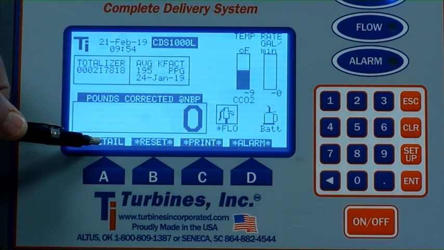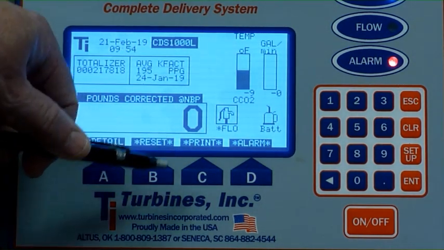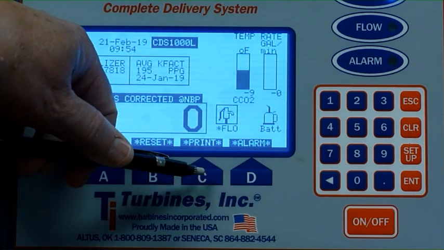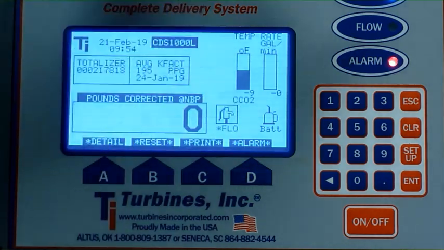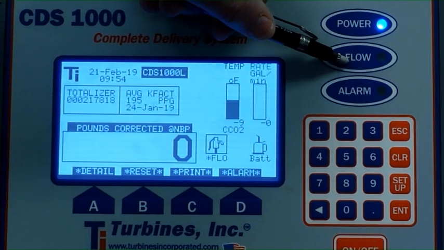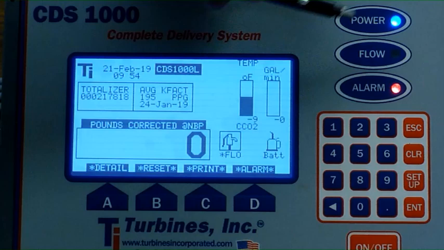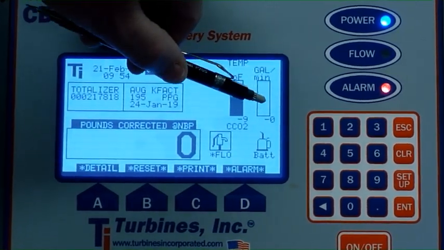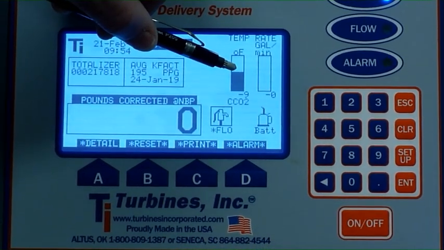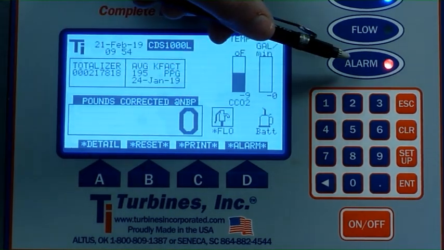Here, the detail, and here the alarm will tell you the health of the unit. Reset. If you want to print, there will be a delay for this, and then you hit your print button. Okay? We're looking at power, flow, and alarm. This will come on as soon as your signal starts into your unit. All right? If you get a flow here, but you don't get a count here, check your temperature. Make sure it's correct. The alarm light will come on and tell you what you need to know.